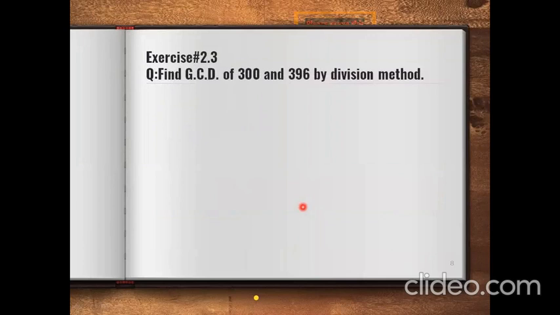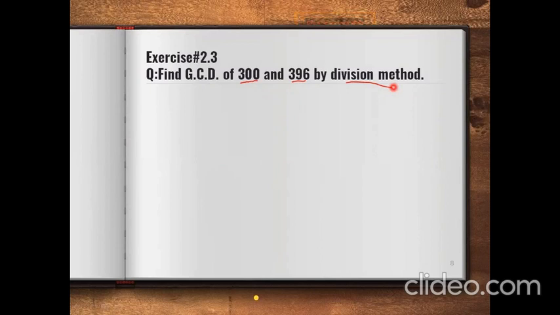So this is the topic again from your exercise number 2.3, and the question is: find the GCD of 300 and 396 by the division method. So please keep it in your mind that you have to use only the division method here. If you use the factorization method or any other method, you will get 0 marks in the midterm or in any test. Okay, because you have to solve the given question according to the particular method required in the question. Otherwise you will get 0 marks. So you should know the difference between the division and factorization methods.